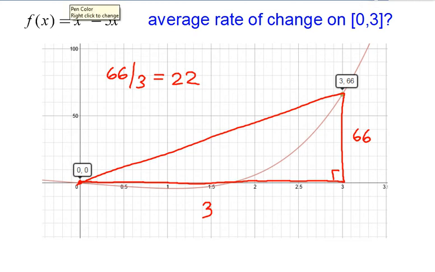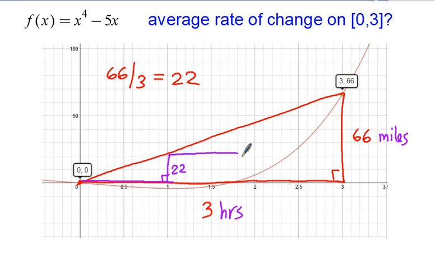And what that says is, let's just think for a moment that this is 3 hours and this is 66 miles. Well, the 22 is telling us each hour the object is traveling 22 miles. Another hour, another 22 miles. Another hour, another 22 miles. In other words, on average, the object is moving at 22 miles per hour.